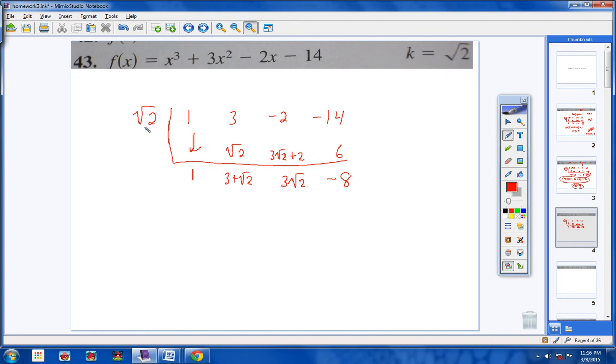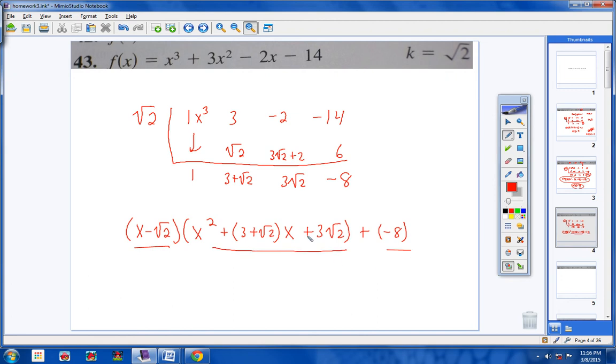Now, let's go ahead and write our divisor, what we divided by, positive square root of 2. So we're going to put x minus square root of 2. Then put your answer. Now this 1 right here was an x cubed. So this will be an x squared, so 1x squared. And then this is your coefficient. So be sure and put parentheses around the whole thing. 3 plus square root of 2x. And then plus 3 square root of 2. And then plus your remainder, plus negative 8. There it is. So we took our divisor times our answer plus our remainder, okay?